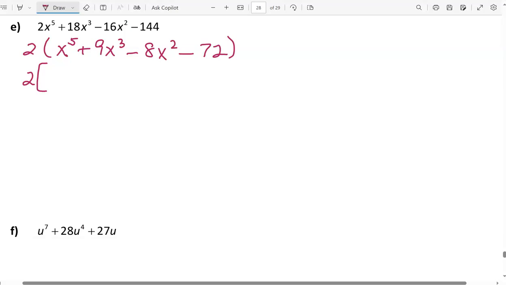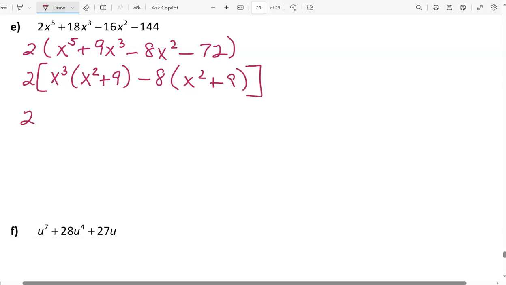So I'm going to open up a bracket here for this factor and factor the first group. X cubed is a common factor, leaving x squared plus 9. And for the second group, bring down that minus sign in between the two groups. That means we're factoring out the negative GCF, or negative 8, and that leaves us also with x squared plus 9. So that means the two factors from factor by grouping are x squared plus 9 and x cubed minus 8.